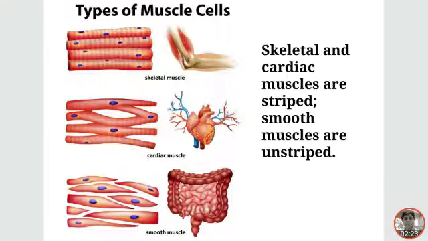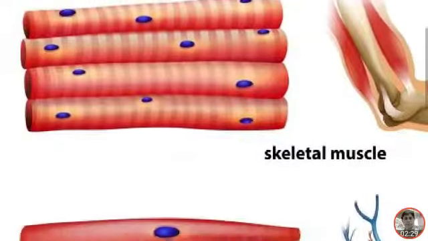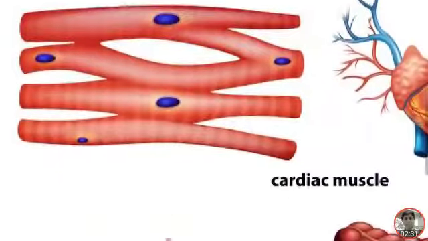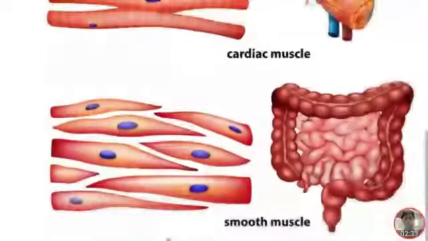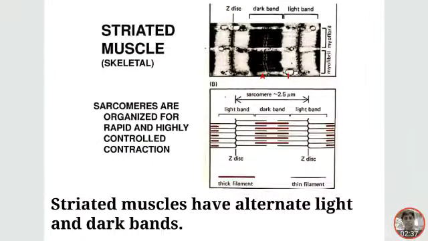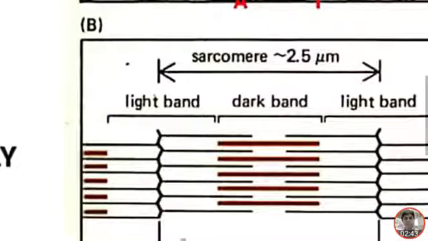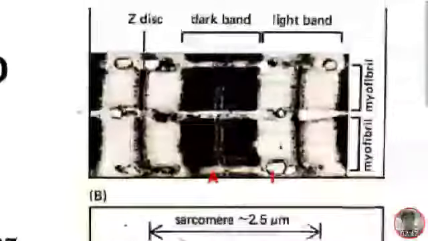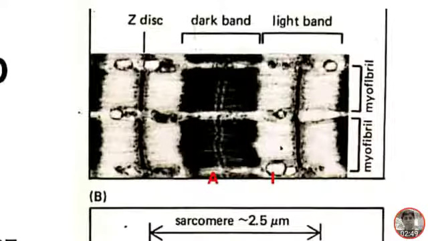Skeletal and cardiac muscles are striped. Smooth muscles are unstriped. These are striped muscles, skeletal and cardiac. These are unstriped smooth muscles. Striated muscles have alternate light and dark bands. These are the alternate light and dark bands. So the Z disc is followed by a dark band and a light band.